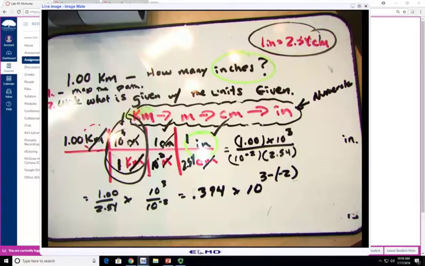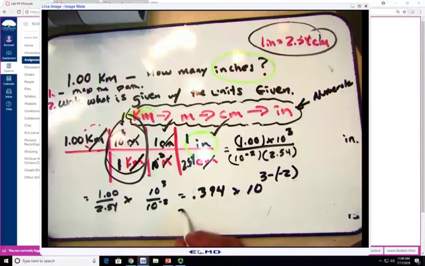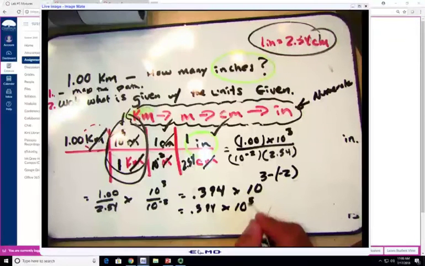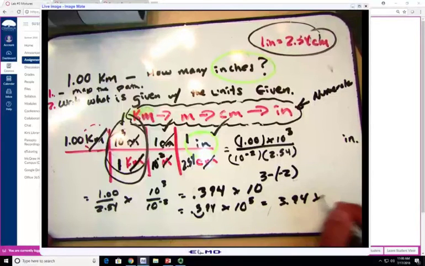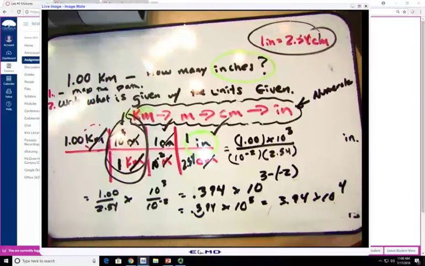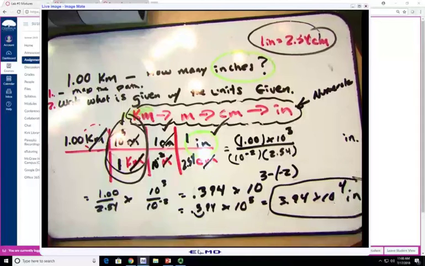So it's 3 minus the minus 2 because minus 2 is in the denominator, so you're going to subtract the denominator's exponent from the numerator's. 3 minus the minus 2, that's 5, right? So you get 0.394 times 10 to the 5th. You're going to move the decimal over one place to get proper scientific notation, and you end up with 3.94 times 10 to the 4th inches. And that's your answer.